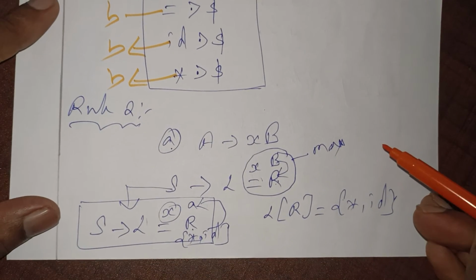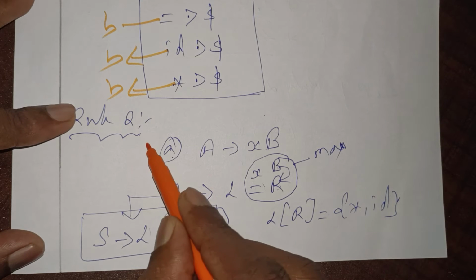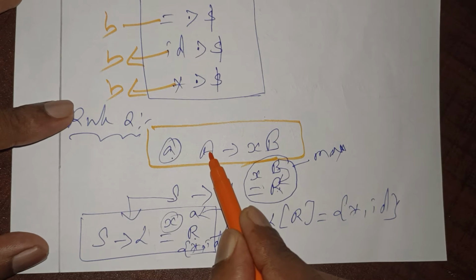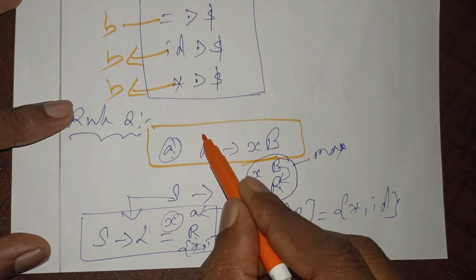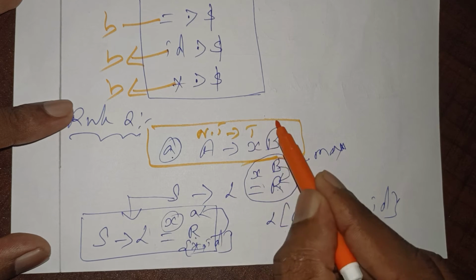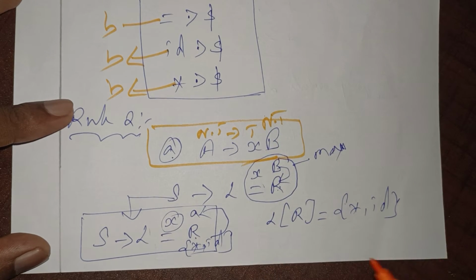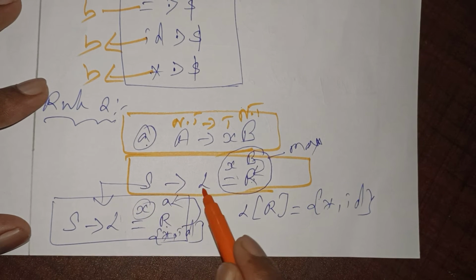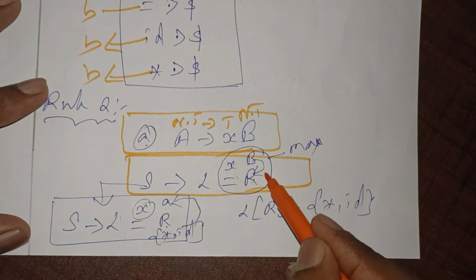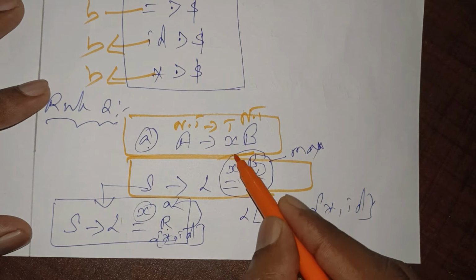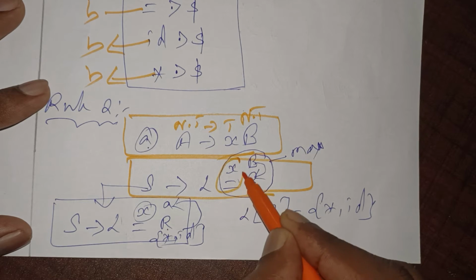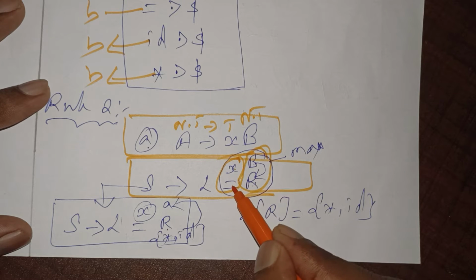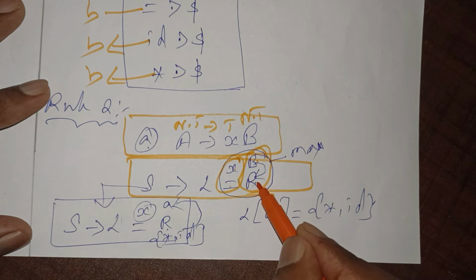Let me take you to rule number 2. What is rule number 2? I was explaining it to you previously: any given grammar with this particular production rule in this form, capital A, a non-terminal, points to a terminal and a non-terminal. Now I found this in the given grammar: S tends to L equal to R. We are going to find a maximum matching. The first terminal here is equal to, and the second non-terminal here is R. So X is equal to, and capital B is R.